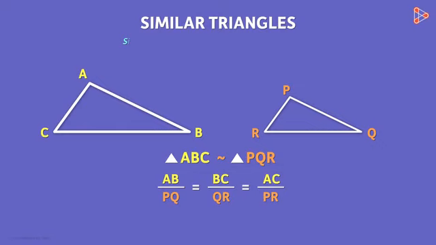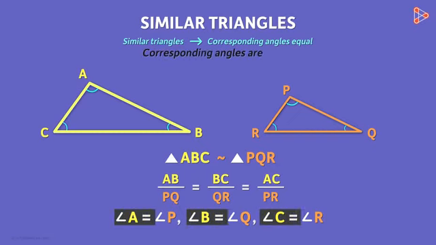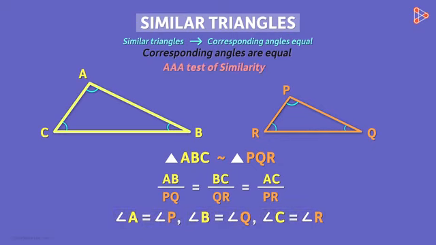The second thing about two similar triangles is that all the corresponding angles have the same measure. For example, here, angle A is equal to angle P, angle B is equal to angle Q, and angle C is equal to angle R. This also works in the reverse. That is, if for any two triangles, we prove that their corresponding angles are equal, then they are similar triangles. This is called AAA test of similarity for proving two triangles similar.